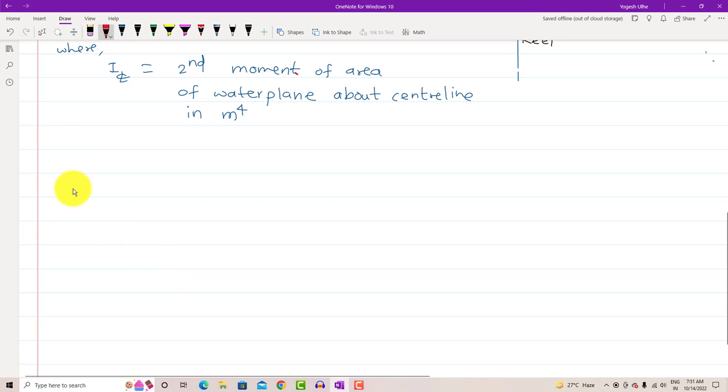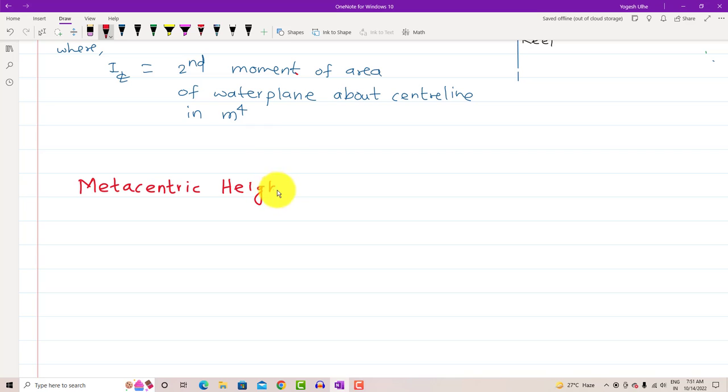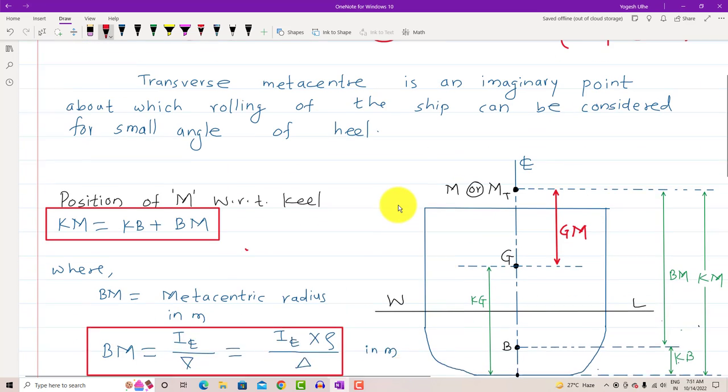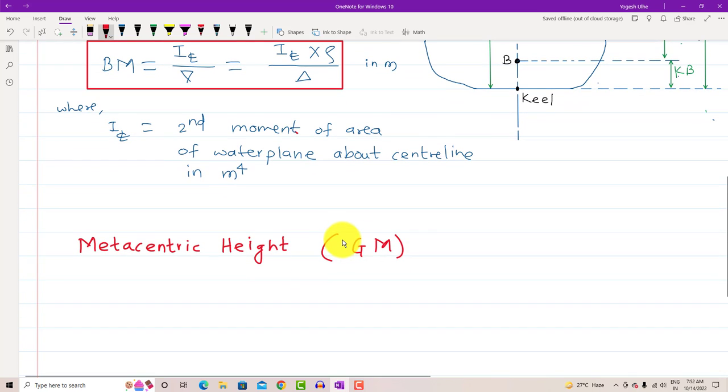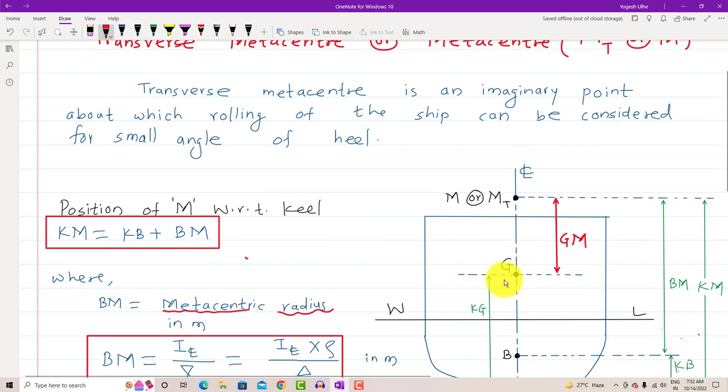Now the next point that we are going to study is metacentric height, and we denote metacentric height by GM. See guys, there are two things. One thing is BM, the distance between B and M. That is the metacentric radius. And the second thing is metacentric height. Metacentric height means GM, the distance between G and M.